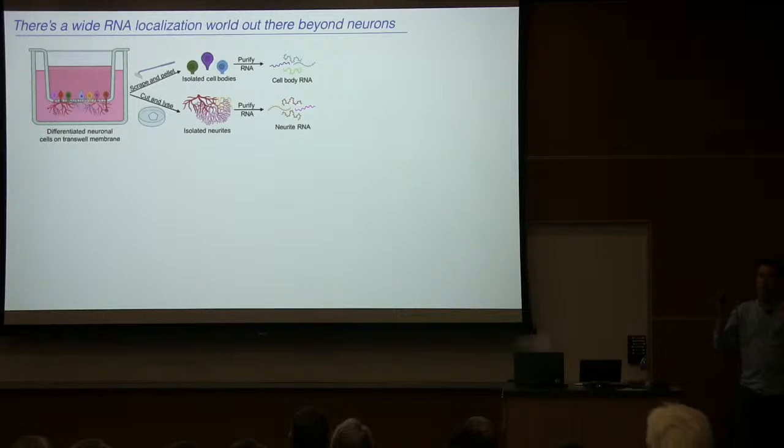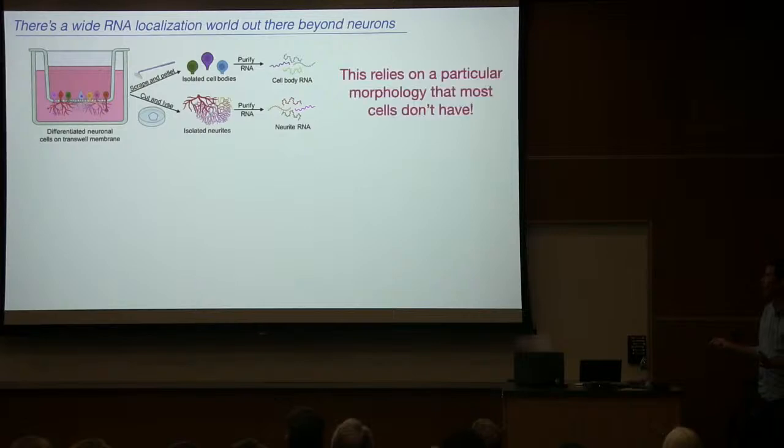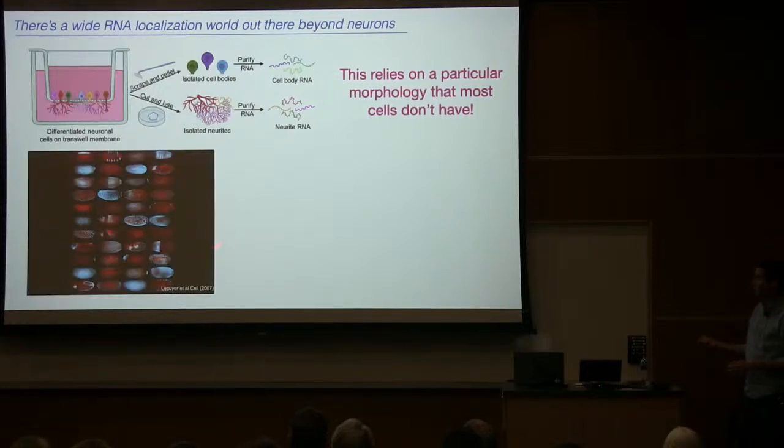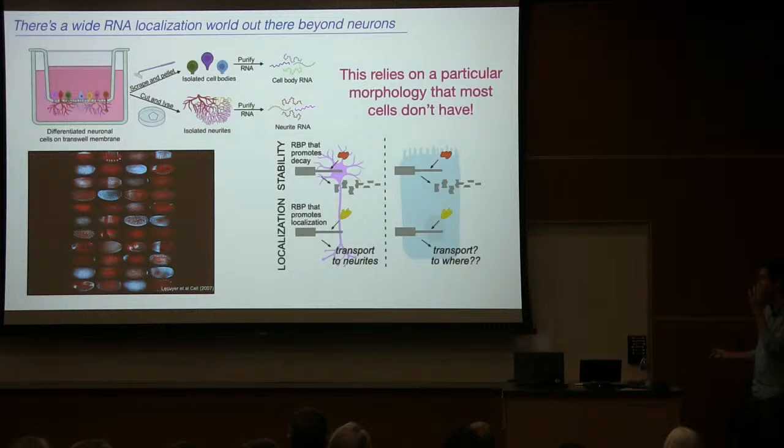Everything that I've told you so far is in neuronal systems. But there's this whole big, wide RNA localization world out there that is not in neurons. We can't really get at them because our system relies on the morphology that the neurons have, right? This transwell porous system. There are tons of RNAs that are localized in systems that are not amenable to this type of fractionation.